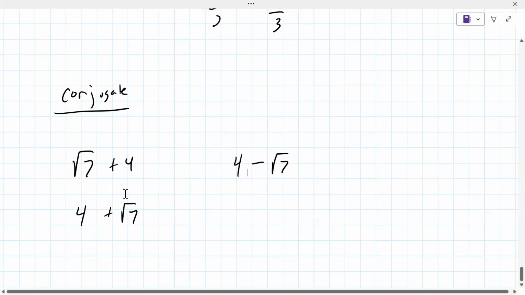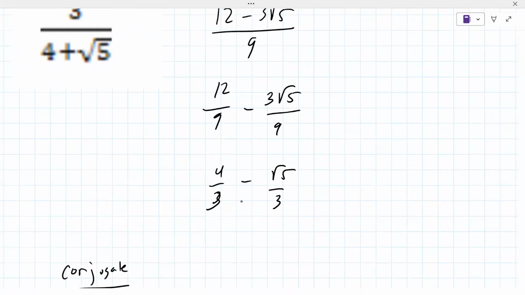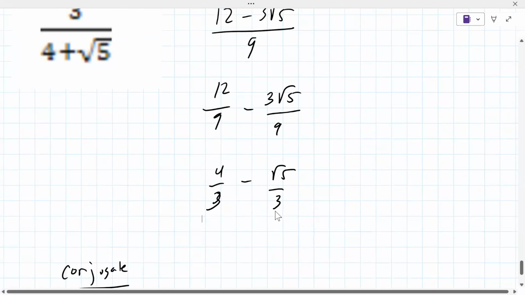Oh, what is the last one simplified to again? 4/3 minus √5/3. Okay.